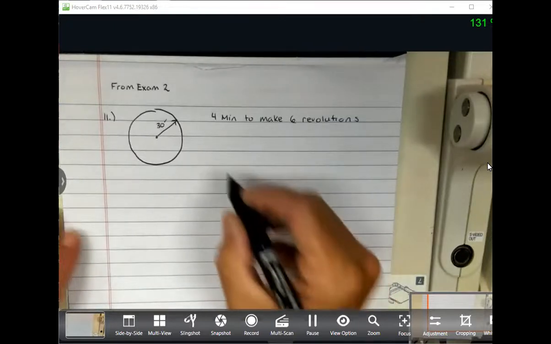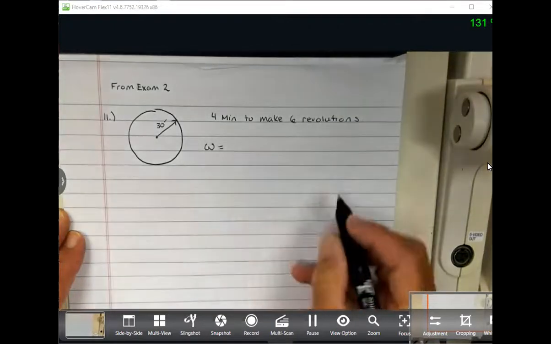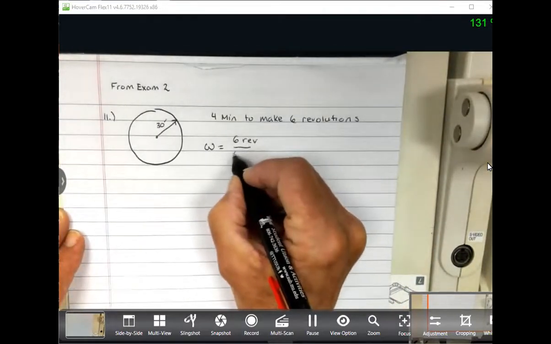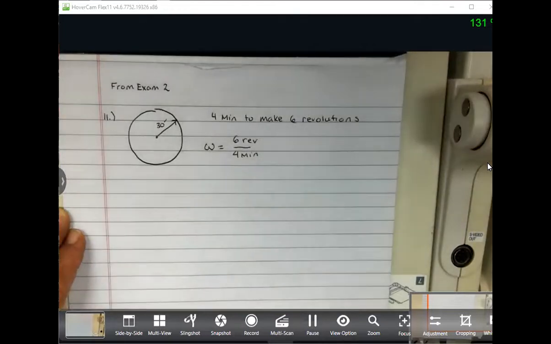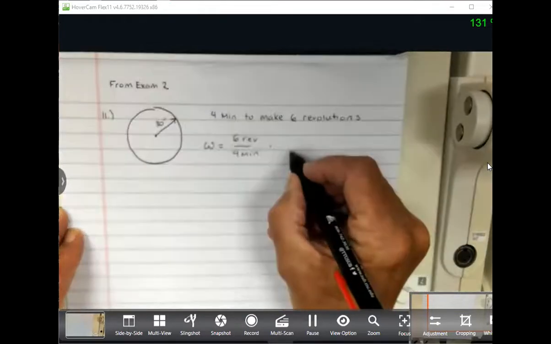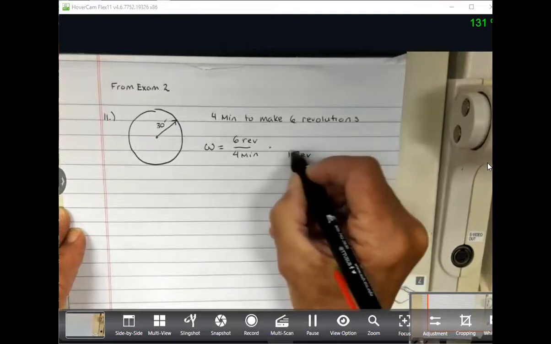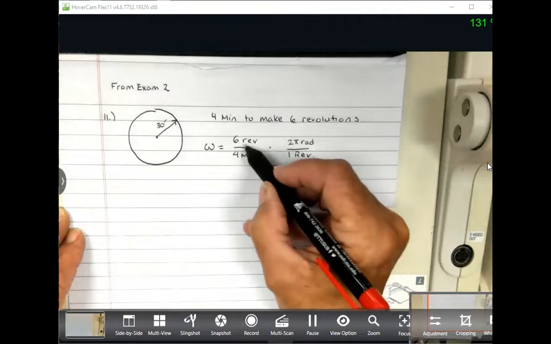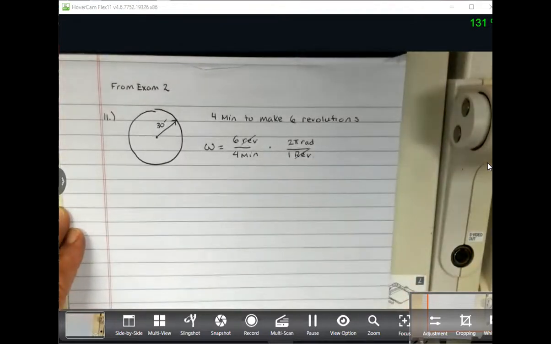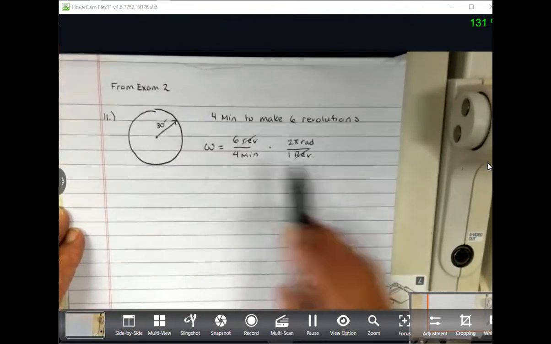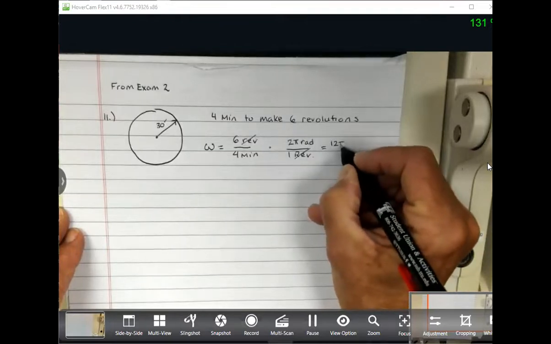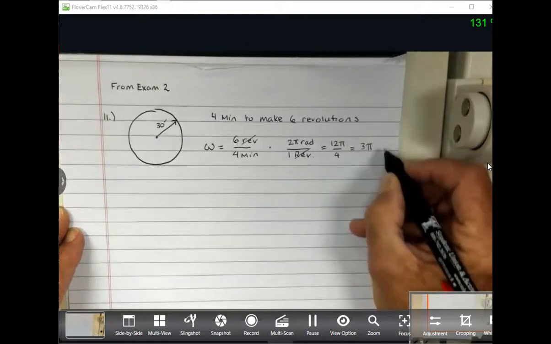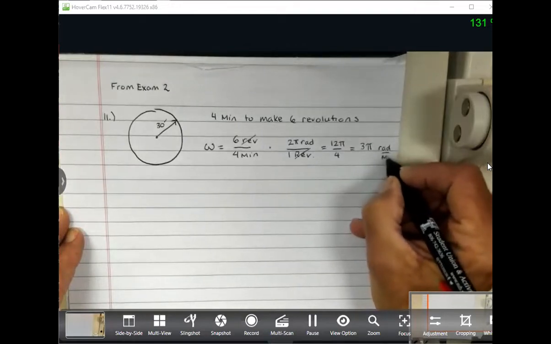So to get the angular speed, I'm going to start with the number of revolutions per minute. I get 6 revolutions in 4 minutes, and then convert that to radians using the fact that 1 revolution consists of 2 pi radians. And so once I cancel revolutions, I've got radians per minute, and that gives me 12 pi divided by 4 radians per minute. 4 goes into 12 3 times, so the angular velocity is 3 pi radians per minute.